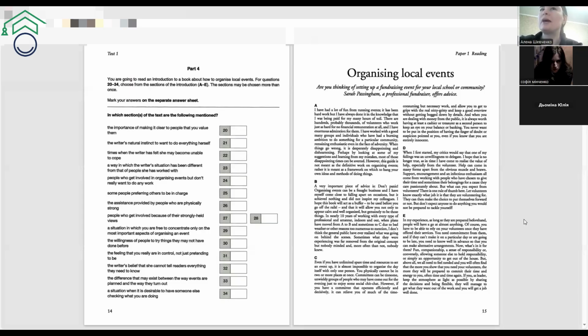So first, I will ask you to look at the task. Here it is. You're going to read an introduction to a book about how to organize local events. For questions 20-34, choose from the sections of the introduction from A to E. The sections may be chosen more than once. It means that all the variants which are offered can actually be chosen several times. This is important, and it is always important to read the task first before you proceed with doing it.